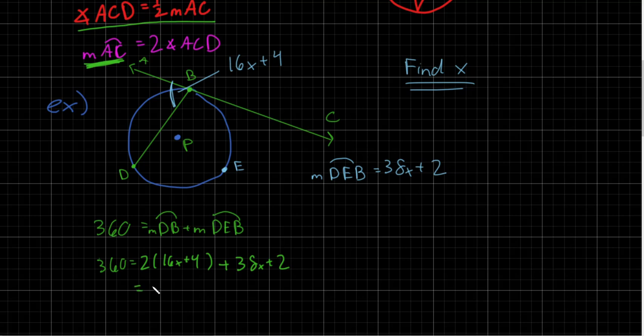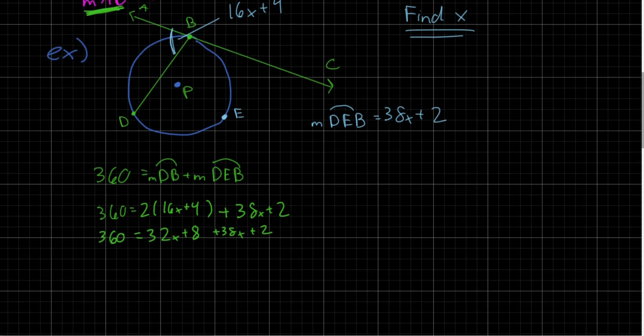So now we have 16 times 2, so 32x plus 8, plus 38x plus 2, all equals what, Vincent? What does this all equal to if I'm adding two arcs together? They make a full circle. What's going to be on this side? Yep, 360, because the whole entire circle is 360 degrees. Yeah? Okay. Keep doing the math. See what you get.